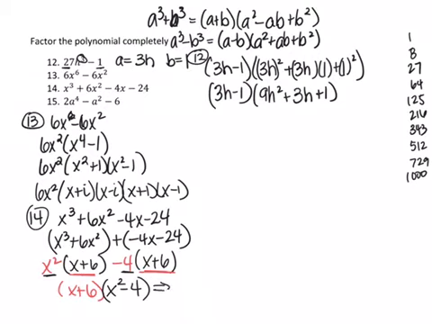But this can be factored more. X squared minus 4 is a difference of squares, so it's x plus 2 times x minus 2.